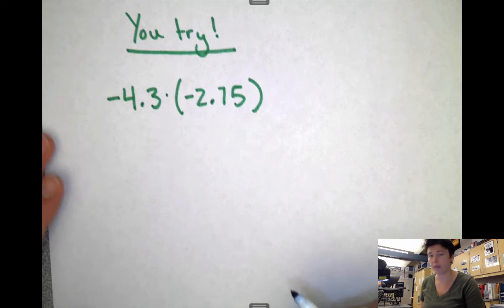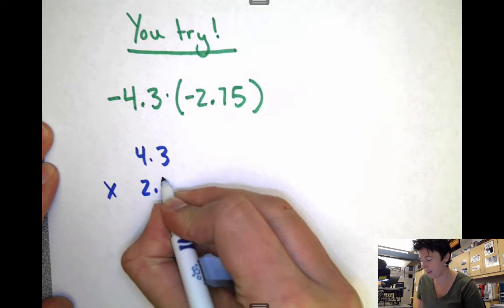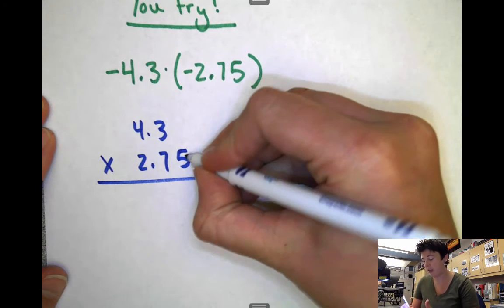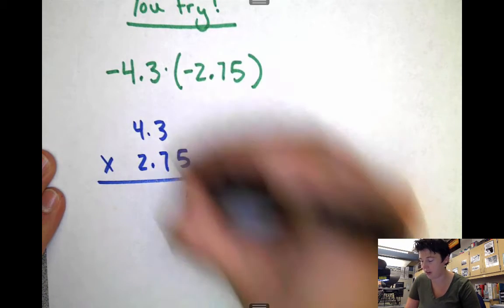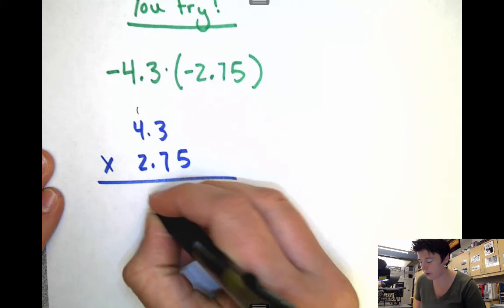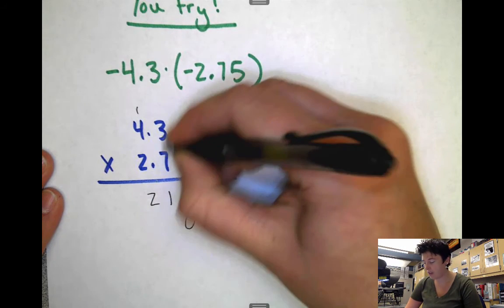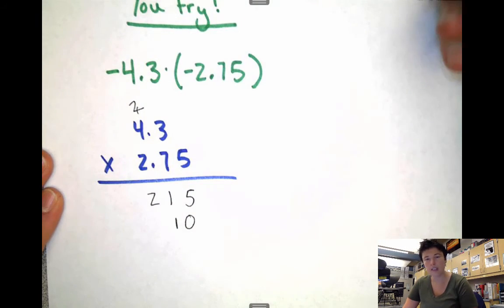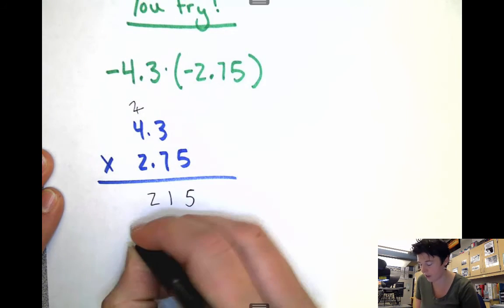Okay, so I'm going to go through the solution here now. We're going to take 4.3 and we're going to times it by 2.75. I'm going to go in order here, starting with the 5, and then go around and multiply all my numbers. So 5 times 3 is 15, carry the 1. 5 times 4 is 20, plus 1 is 21. Okay, next row I add a 0. 7 times 3 is 21. Here's the 1, I'll carry the 2. 7 times 4 is 28, plus 2 more is 30.